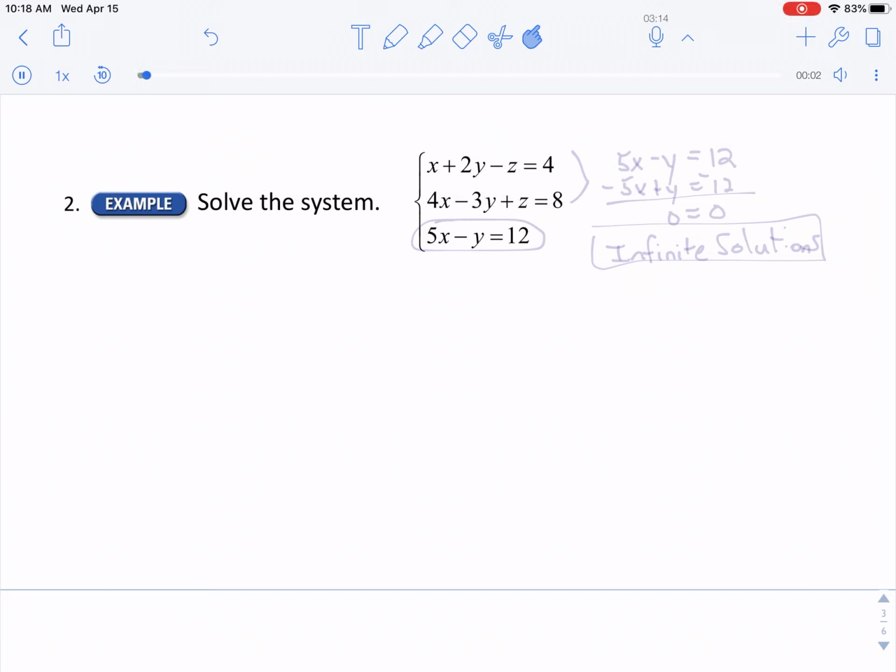This is the quiz 6.1 to 6.3 review. This is problem number 2. So this is a system with 3 variables. So I'm going to take 2 equations. Step 1, take 2 equations and eliminate a variable.